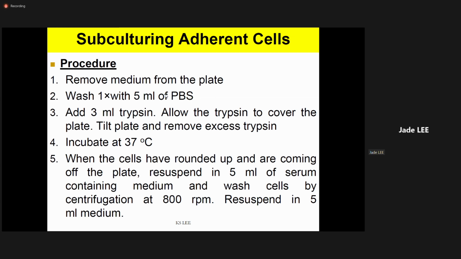When you culture adhesion cells, the cells are flattened. So when you put trypsin, the cells become isolated, individual cells. And slowly when you incubate them, they become rounded up and come off the plate. Then you resuspend them in 5 ml of serum containing medium, and also wash the cells by centrifugation at 800 RPM, which is rotations per minute, and after that we resuspend them in 5 ml of medium. This is a very basic method for subculturing of adhesion cells.